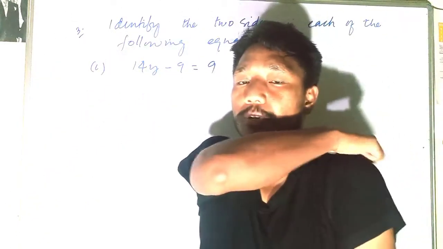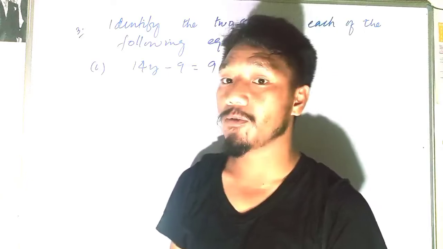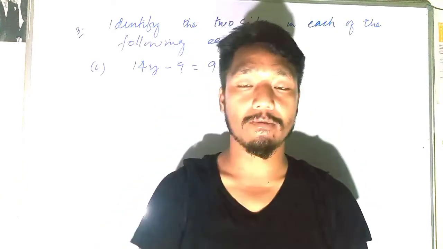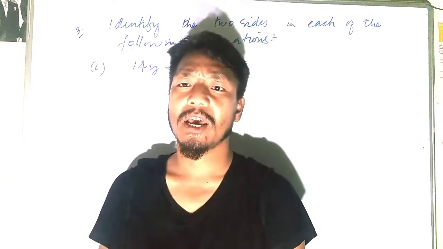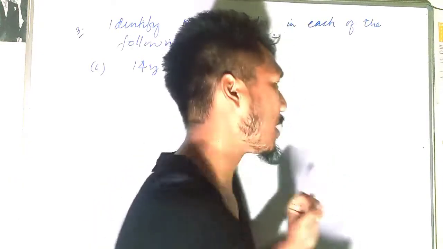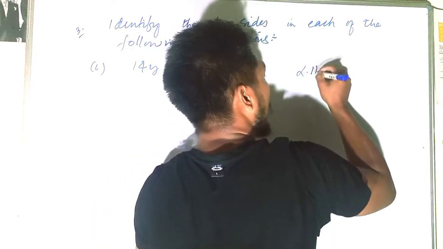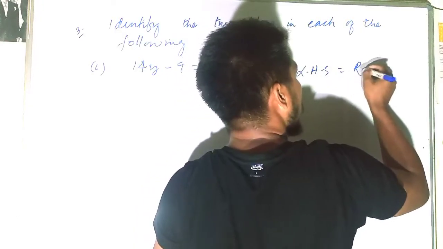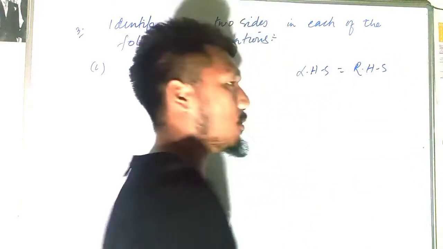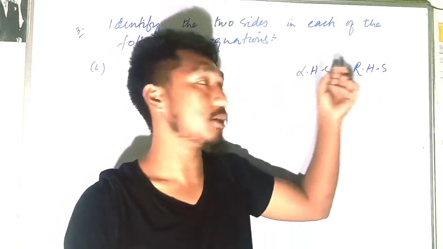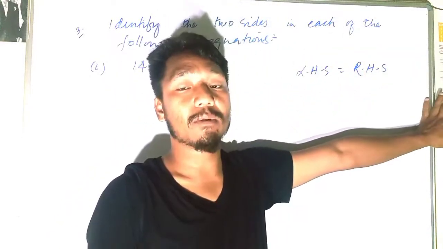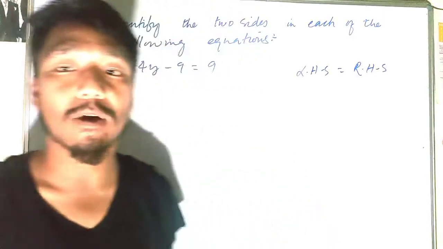So here, this is question number 3, and I will do only one question; the remaining you have to do. Nothing much you have to solve. Only you have to identify which one is the right hand side. There are only two sides: one is the left hand side, and the other is the right hand side. The one on the left side of the equals sign is what we call the left hand side, and the one on the other side of the equals sign is what we call the right hand side. That is what you have to identify.